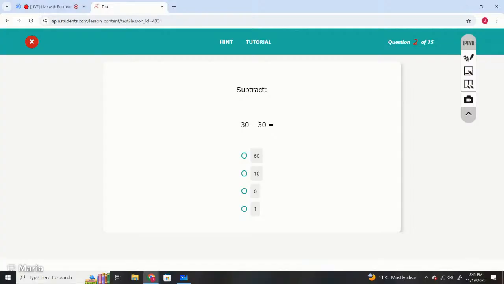Subtract 30, take away 30. So subtracting a number from itself is always zero. Whatever number it is, when you are subtracting a number from itself, the answer is always zero. So 30 take away 30 is zero.